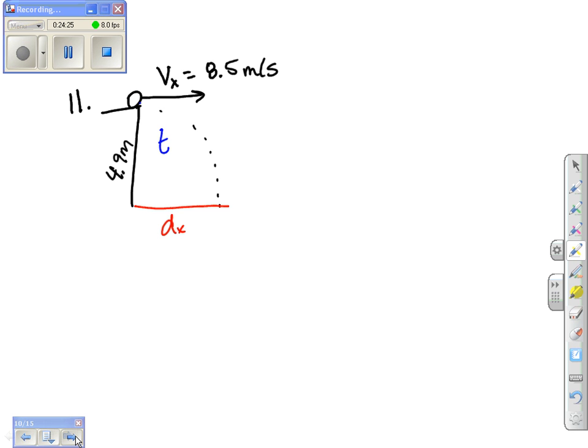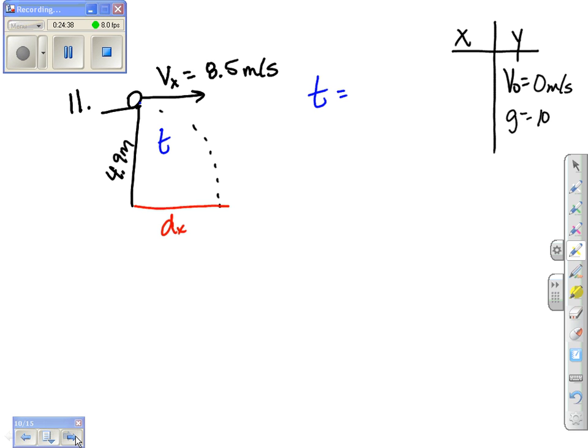So to solve for time, first of all, let me go over here and do my xy's. I know that the initial speed is 0 meters per second because it's falling off a cliff. I know gravity is going to interact with it at 10 meters per second squared. And I know that the only speed in the x is 8.5 meters per second, and I know the dy is going to be 4.9 meters.